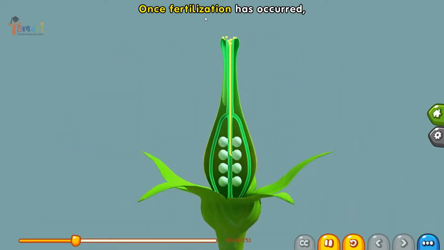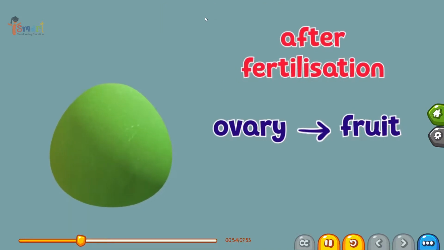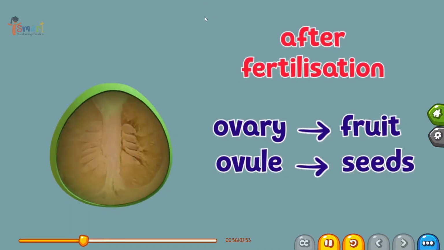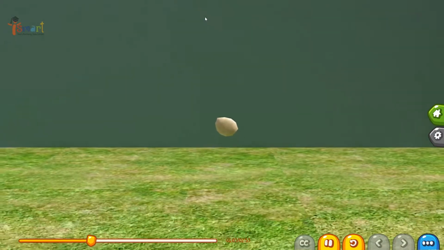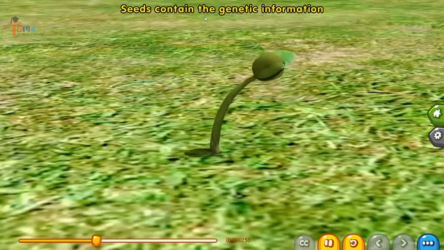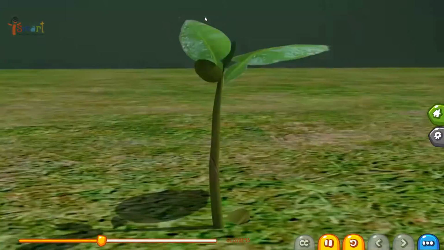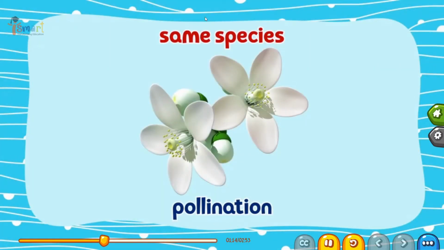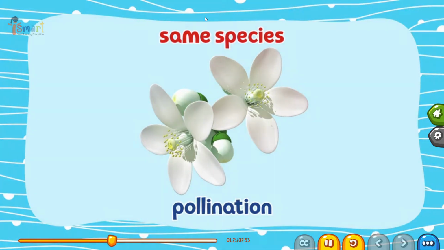Once fertilization has occurred, the ovary becomes fruit, and the ovule becomes seeds. Seeds contain the genetic information to produce a new plant. Seeds can only be produced when pollen is transferred between flowers of the same species.